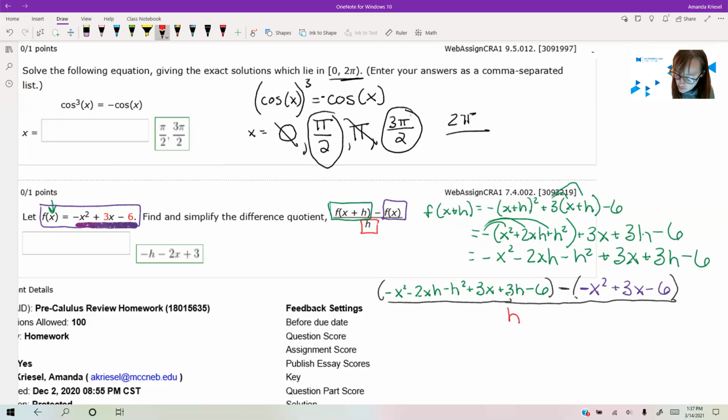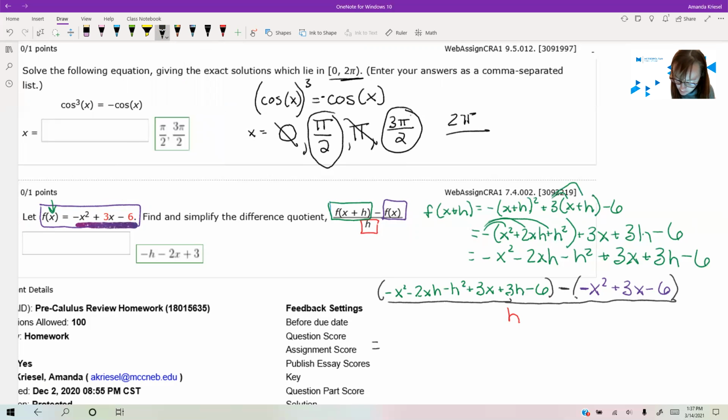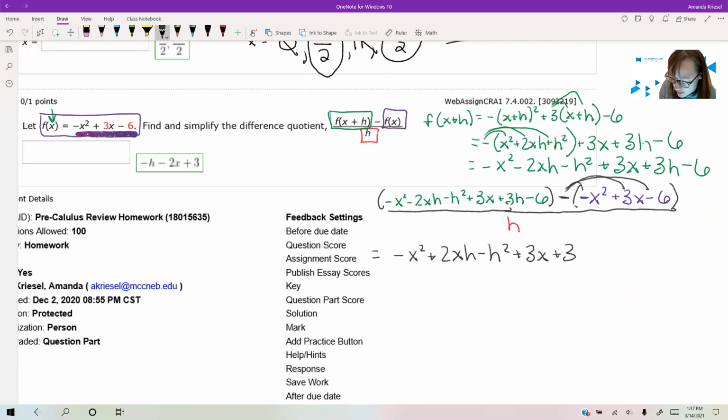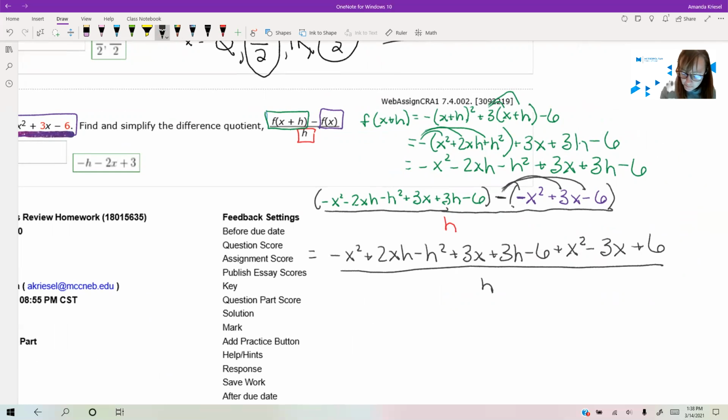And then for h, we have h over that. Then I just simplify this expression. One of the first ways is distributing that negative to each of those terms. So I'll leave this negative x squared minus 2xh minus h squared plus 3x plus 3h minus 6, and then I'll distribute that negative. So I get plus x squared minus 3x plus 6 all together over h.